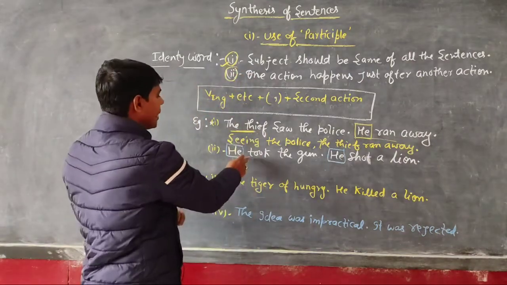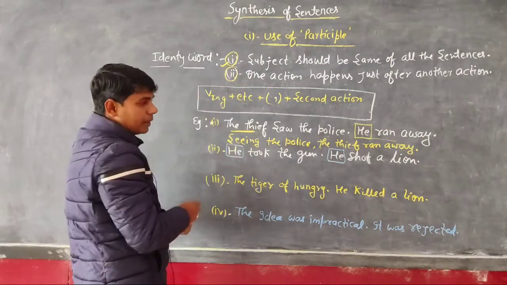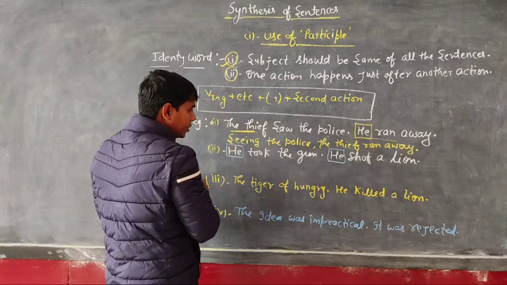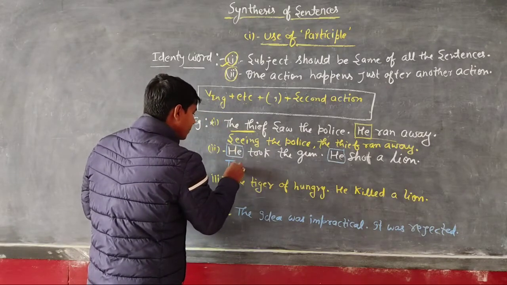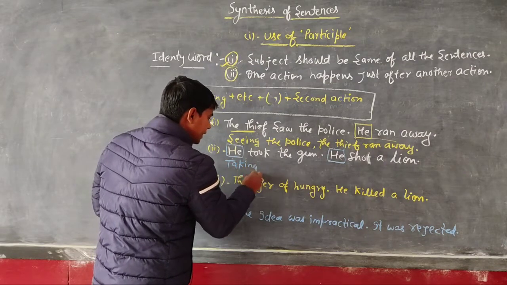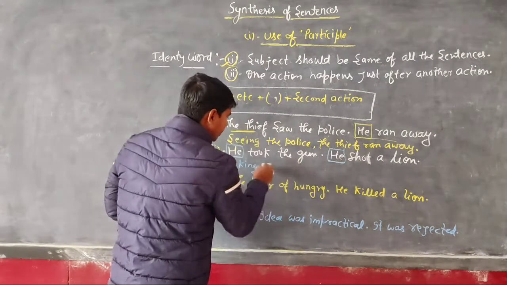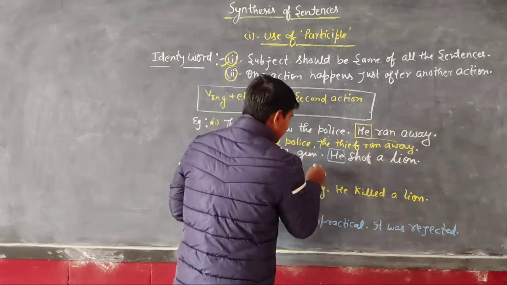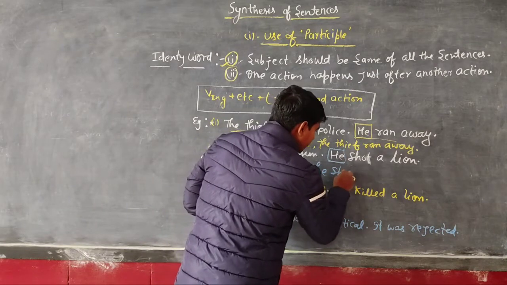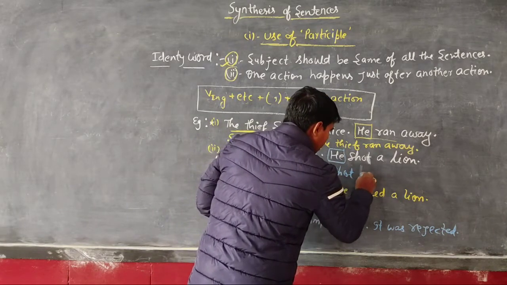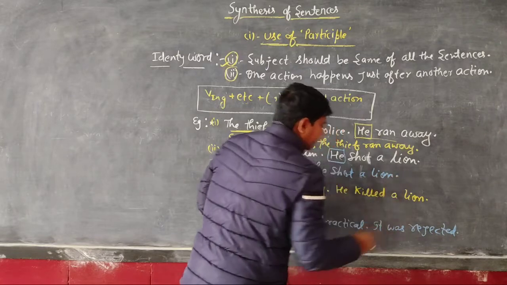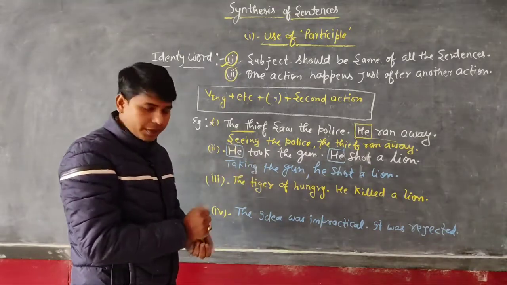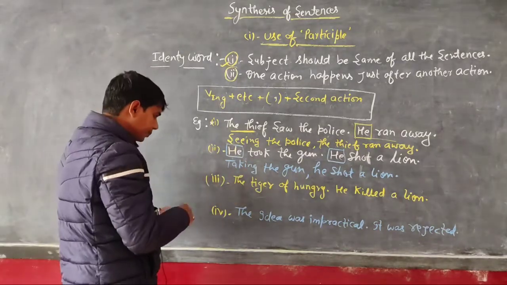So now you can combine the sentences with the help of a participle. Very first, you will write the first form of the verb and add ing. Take is the first form of the verb took; add ing: taking. Then the other words, the gun. So, taking the gun, put a comma. In the second sentence mention he shot a lion. Okay, folks. So I hope you have got my point very well.